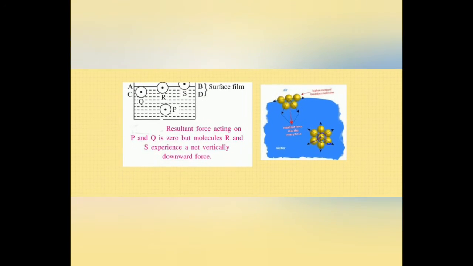Now see, here we have taken liquid in a vessel and we marked a few molecules here, Q, R, S and P. Here P is completely inside. So all the molecules are attracted equally from all sides. The net force on P is equal to 0. In the same way, Q is also completely inside, so from all sides the molecules are equally attracted. Then the net force on Q is 0.